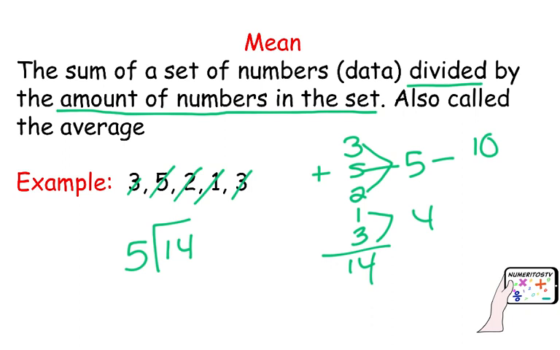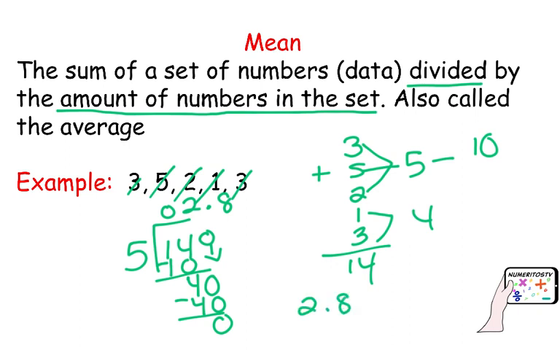So 5 will not fit in 1. 5 will fit in 14 twice, and this is 10. My remainder will be 4. If I want to continue with this division, I can add my decimal point and pull down some zeros. And then 5 fits 8 times in 40. That is exactly 40. I don't have a remainder anymore, so I'm done with my division. My mean or my average is 2.8.